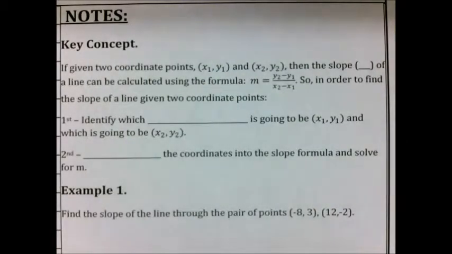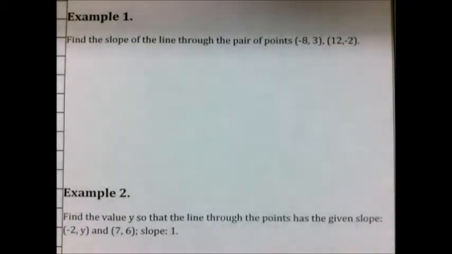So in order to find the slope of a line given two coordinate points, the first thing we need to do is identify which coordinate is going to be x1 and y1 and which coordinate is going to be x2, y2. And then the second step, after you identify which one's x1, y1, x2, y2, is to substitute the coordinates into the slope formula and solve for m. Alright, so let's do this first example here.